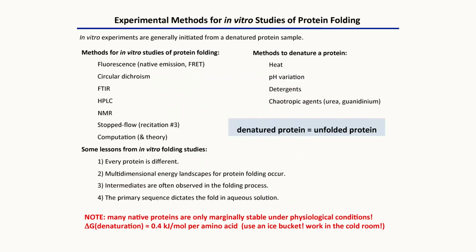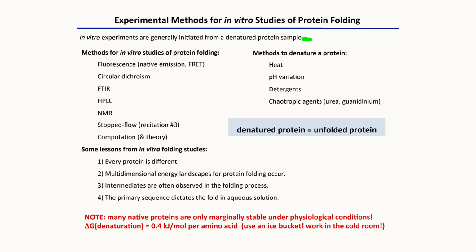What are some experimental methods for folding? There are many that can be employed, so you just need to take studies on a case-by-case basis. Commonly used is fluorescence, whether that be native emission from a protein, so if you imagine you have, say, a tryptophan, emission can vary depending on where it is in a protein. Methods like FRET. We just heard about circular dichroism, which tells us about secondary structure, NMR, FTIR, stopped flow, and there's a large field in computation and theory looking at protein folding as well.